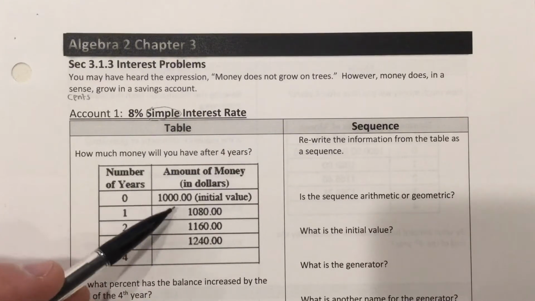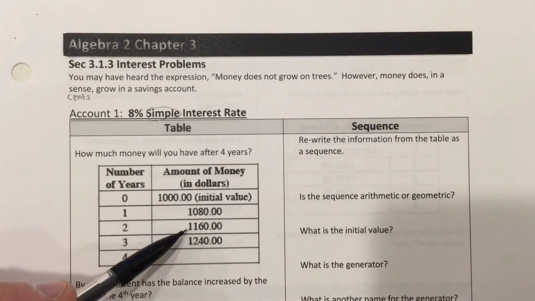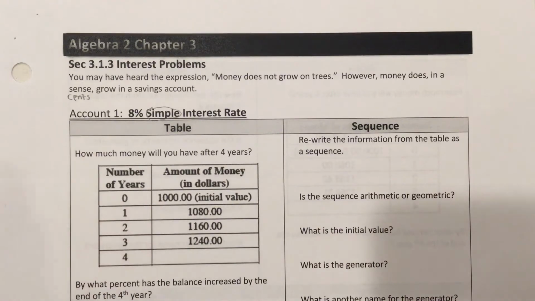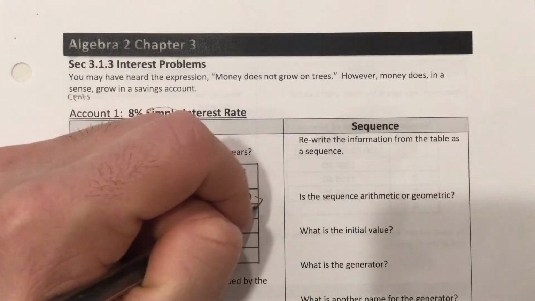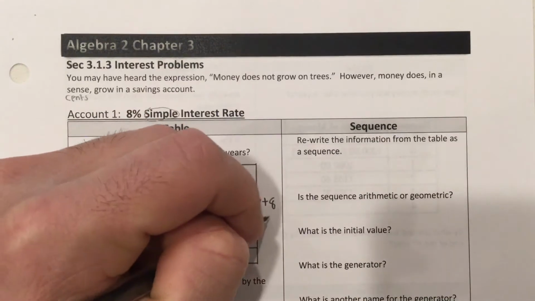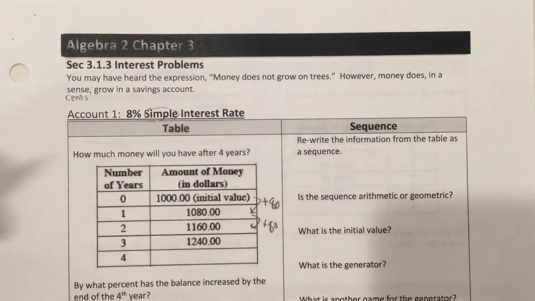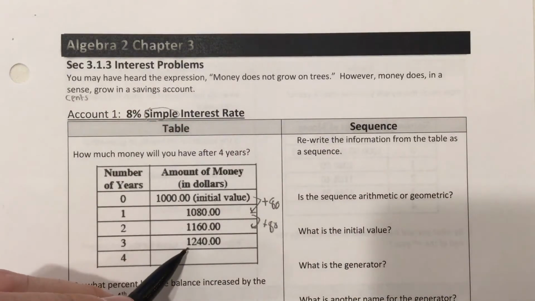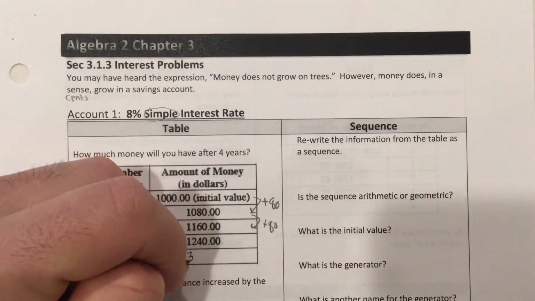So if you notice, we have $1,000. After 1 year is $1,080. 2 years, $1,160. 3 years, $1,240. So what we are doing is we are adding 80 every year. So if we add 80 again, we get 1,320.